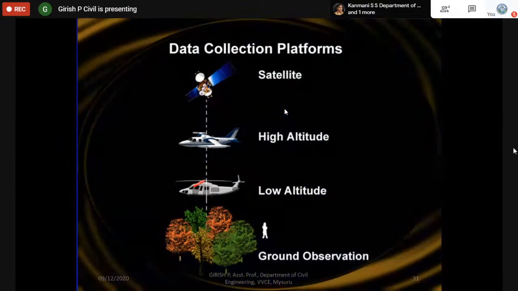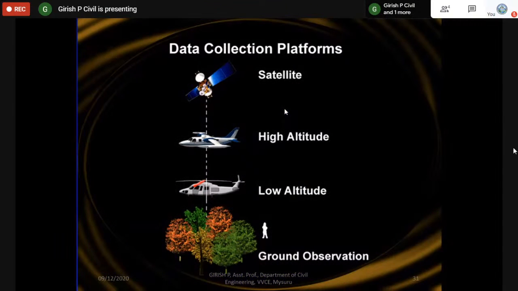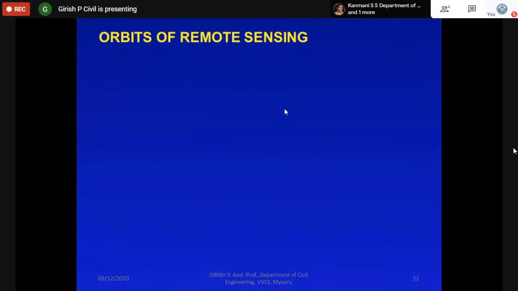Coming to the data collection from the platform. That always depends upon the height, whether it is a higher altitude or lower altitude. Depending on various considerations, we collect the data. Most of the time, the satellite sensors' altitude is in the order of 600 to 900 kilometers. In between that, the data is collected at either high altitude or low altitude, depending on the requirements, along with ground observations.